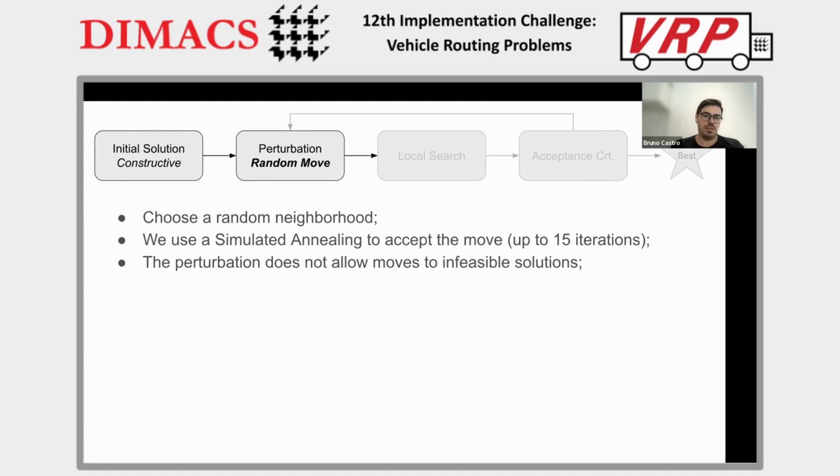Next, the perturbation phase, we just choose a random neighborhood. And using a simulated annealing, we accept or not the movement, and we can do this up to 15 iterations. And during the perturbation, we do not allow moves to infeasible solutions.